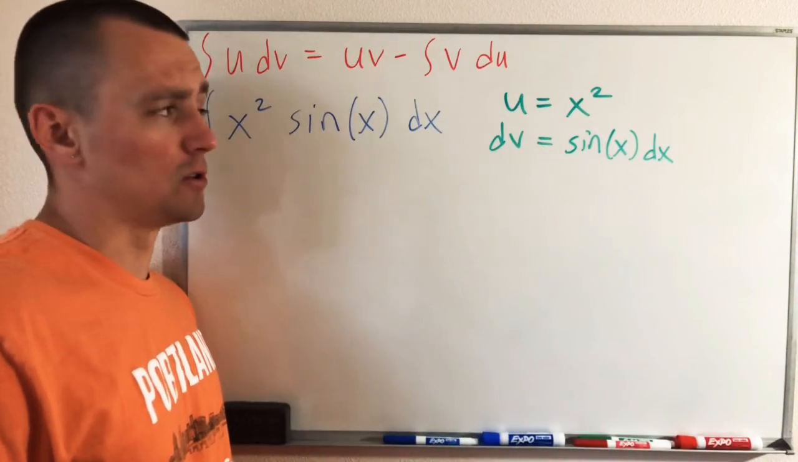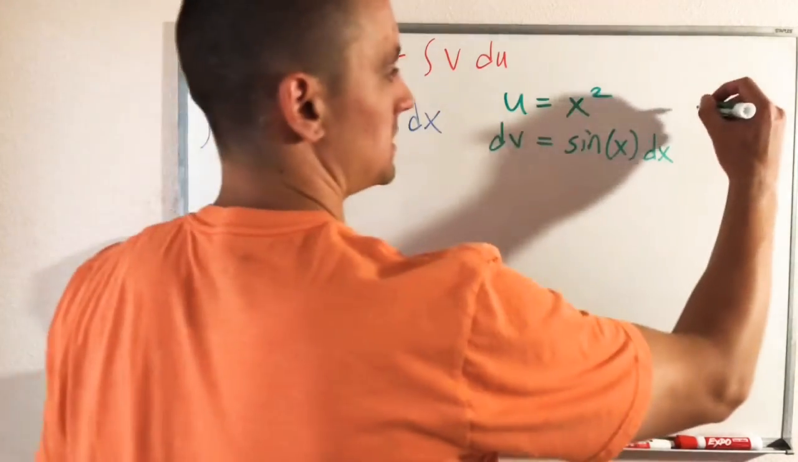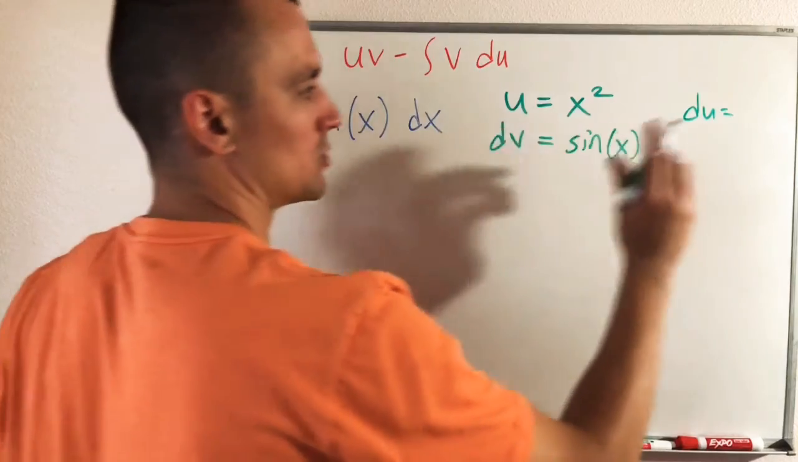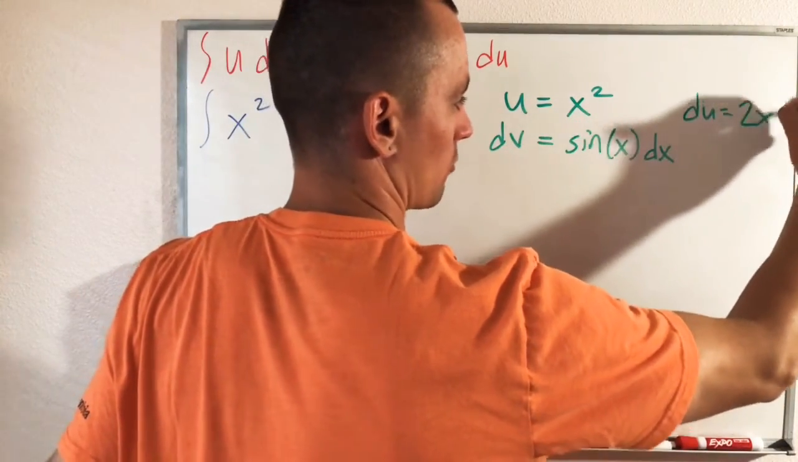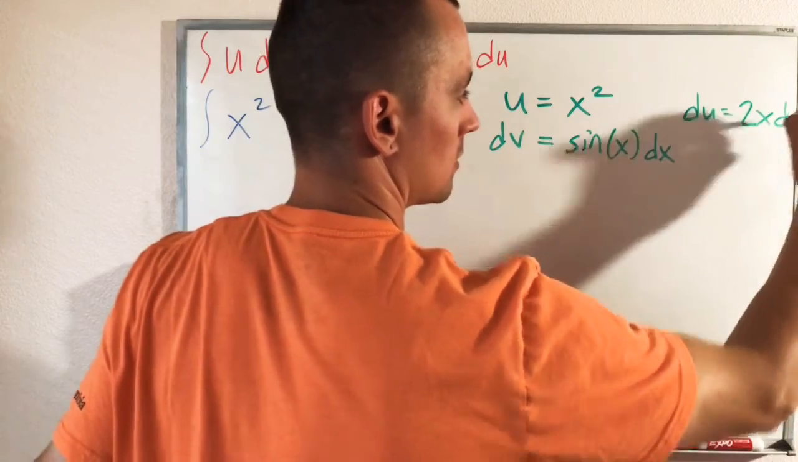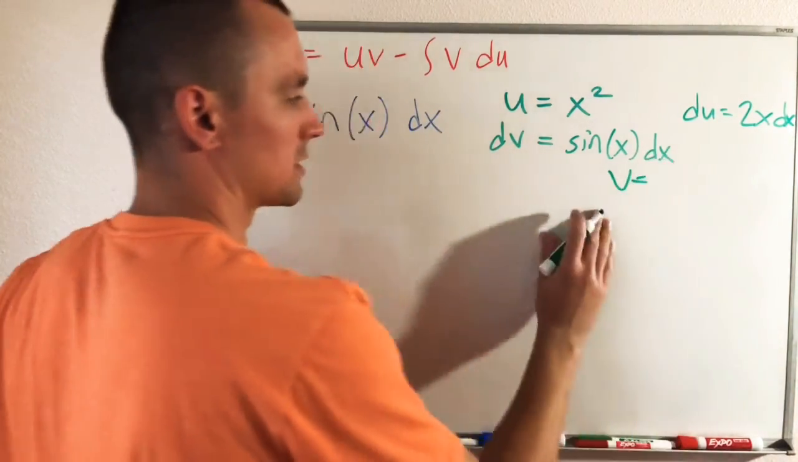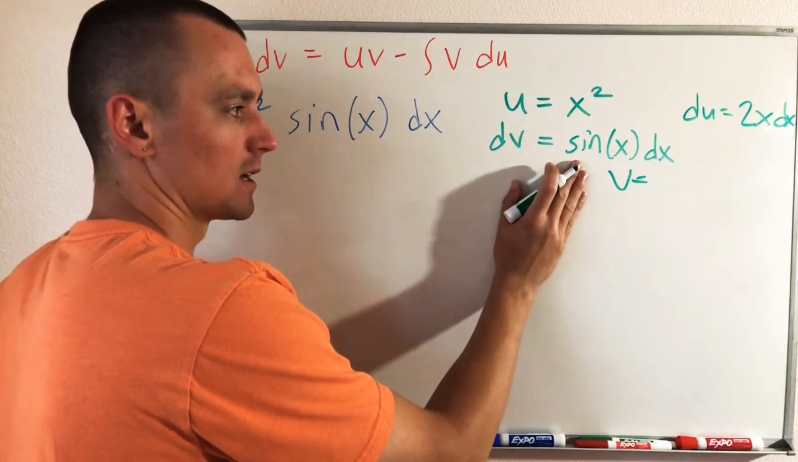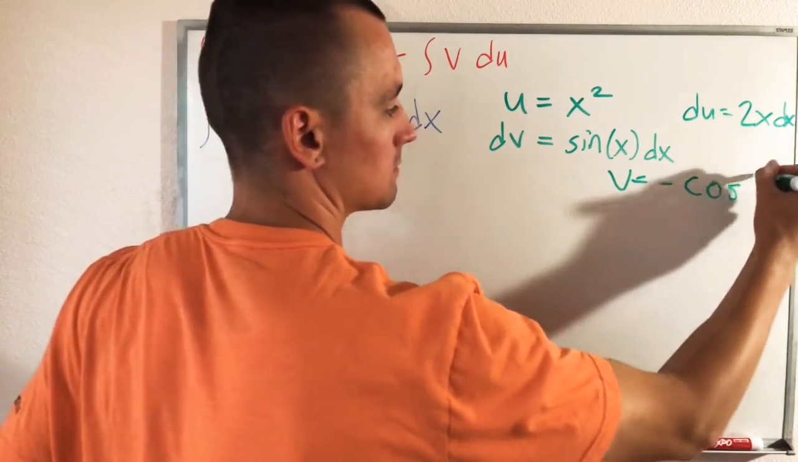So now what we need to do is figure out du and v. First of all, du is just the derivative of u. The derivative of x squared is 2x by the power rule, right? And then we also need to figure out what v is, which is just going to be the antiderivative of sine x. The antiderivative of sine x is negative cosine x.